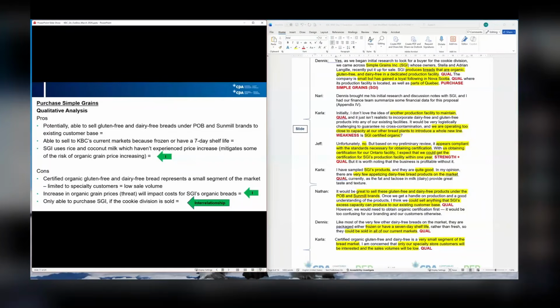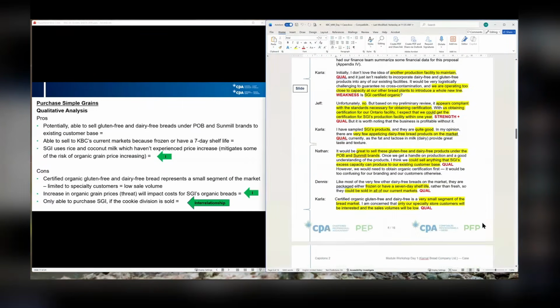When it comes to cons, certifying organic, gluten-free, and dairy-free bread represents only a small segment of the market, which means it's limited. It's going to limit the market to specialty customers, which could result in lower than expected sales volumes. They still have to deal with the increase in the organic grain prices, again a threat, because that's going to impact the cost of SGI's organic breads. Another example of integration. And here is our first example of interrelationships. The only way that they can purchase SGI is they have to sell the cookie division. So that's a con. So again, we've extracted all of the relevant information that we need from this specific page.